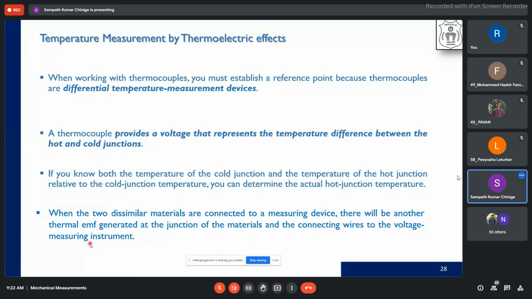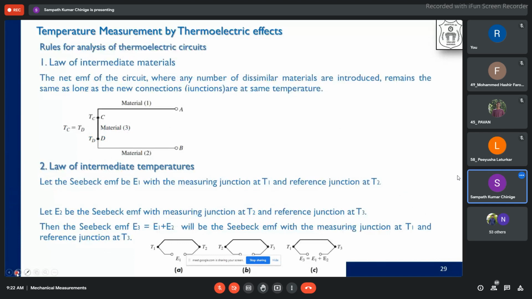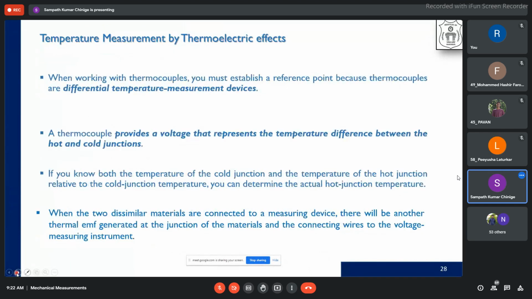We need to understand that these are not only two junctions, but we also have another two dissimilar metals connected to the measuring device. That will create an unnecessary extra voltage difference. So we have to make sure that effect is also measured, so that we find the true voltage difference. Have you got what I'm trying to say?